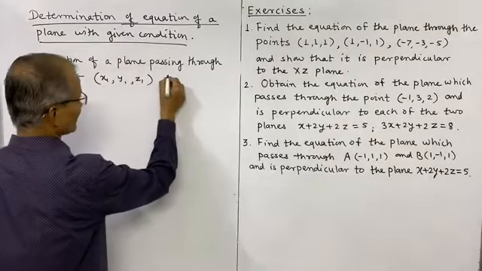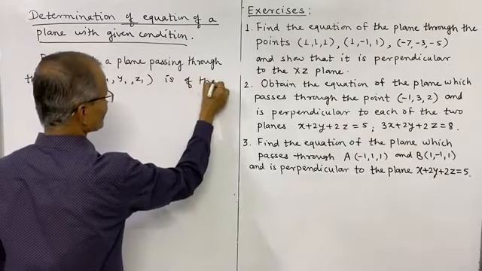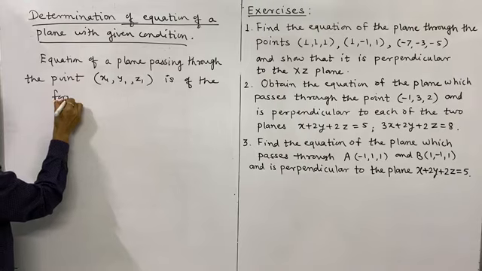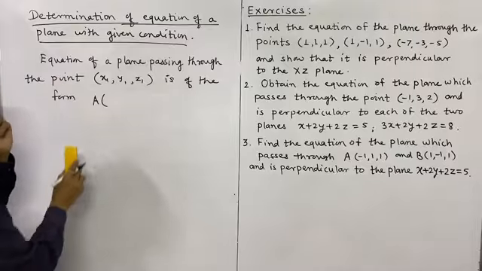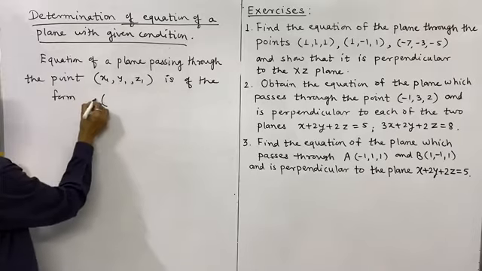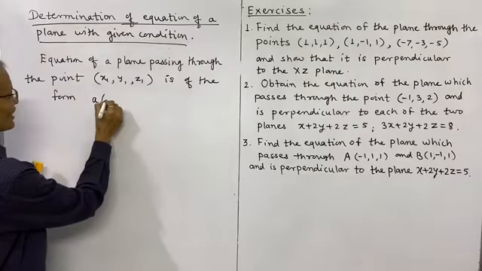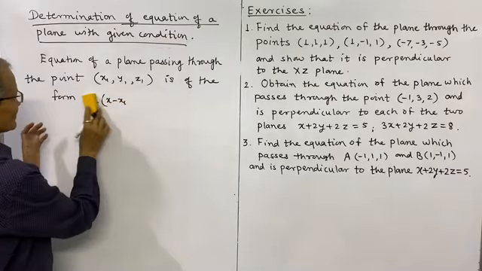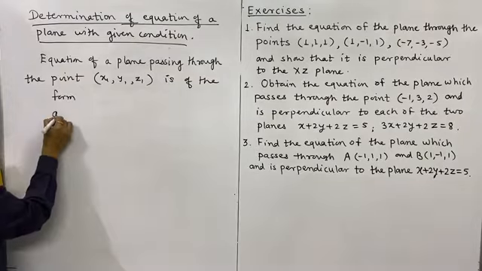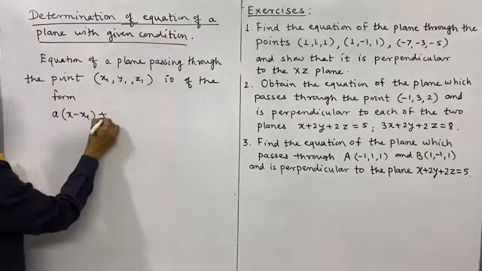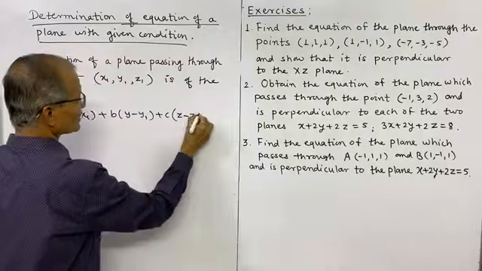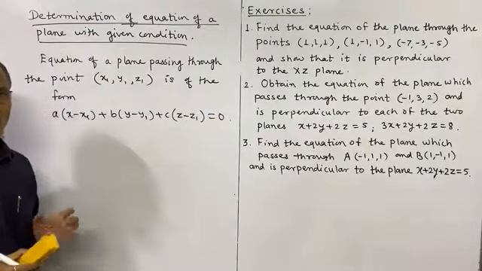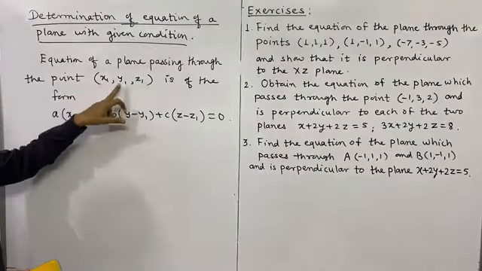of the form. We may write this as capital A, or small a can also be written, because these are the constants a, b, c. So instead of writing capital, we may write small itself. a into x minus x1 plus b into y minus y1 plus c into z minus z1 is equal to 0. So this is the plane which passes through the point x1, y1, z1.